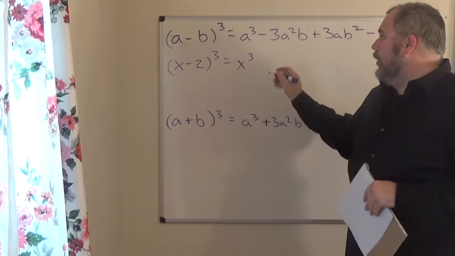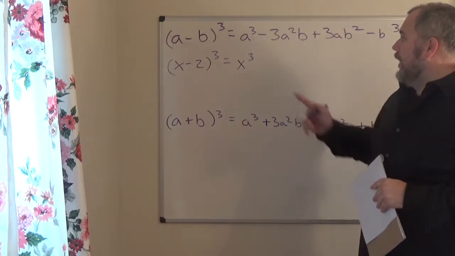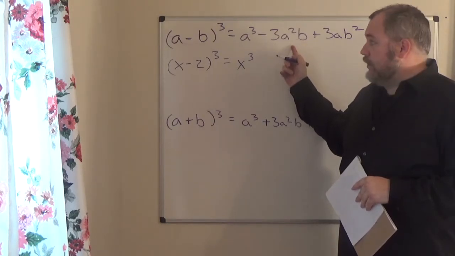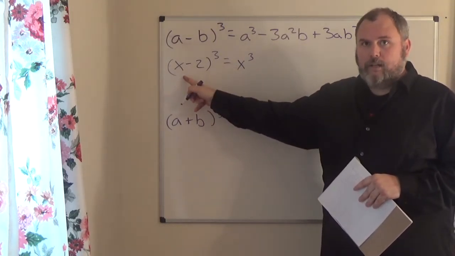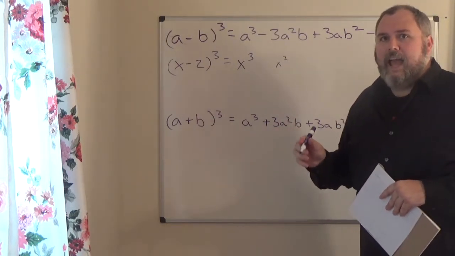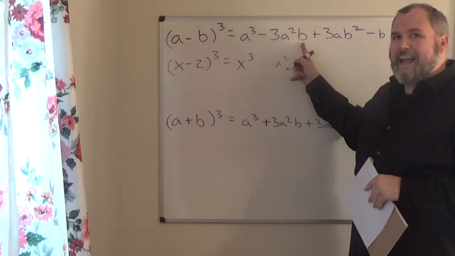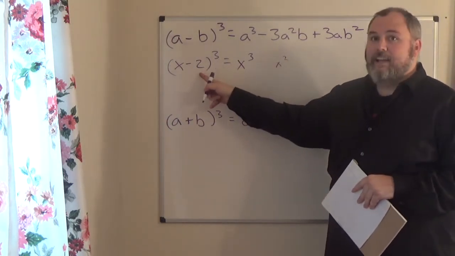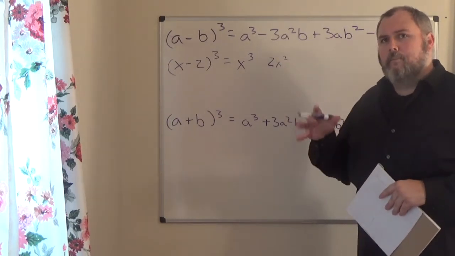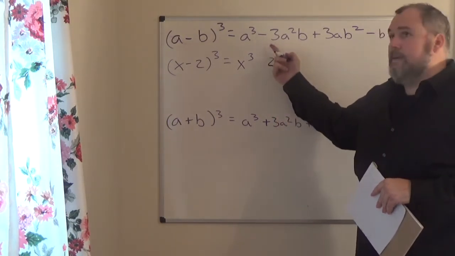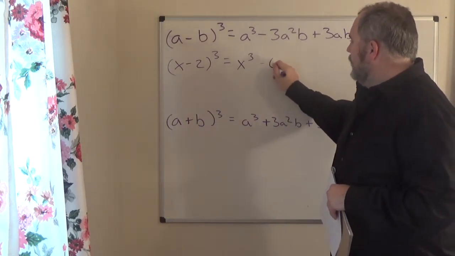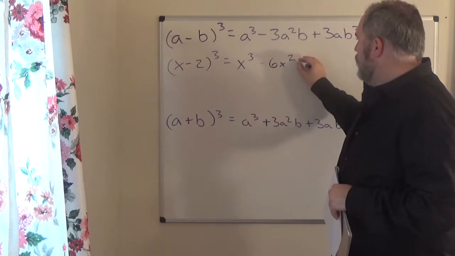Now what I'm going to do is take my first term in this one, square it, which is going to give me x squared. I'll write that down for now just so I don't forget it. And then it's telling me to multiply it by the b term, which in this case is 2. So that gives me 2x squared. But I'm not done. I need to multiply it by that 3. So ultimately I get minus 6x squared.